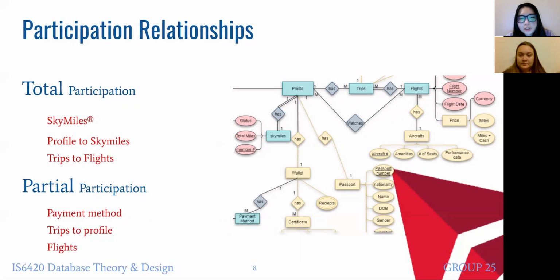For our partial participation relationships, first we have the payment method to profile relation. A user can have 0 or many payment methods depending on if they want to add their cards to the app. Same as the profile to trips relation. A user can have 0 or more trips. Second, we have the profile to flight relation where each user can be watching 0 or more flights, and each flight can be watched by 0 or more users.